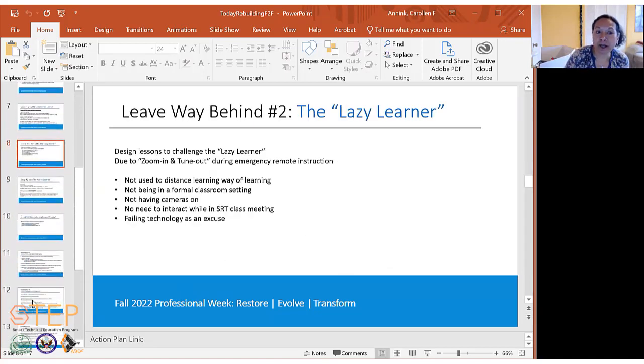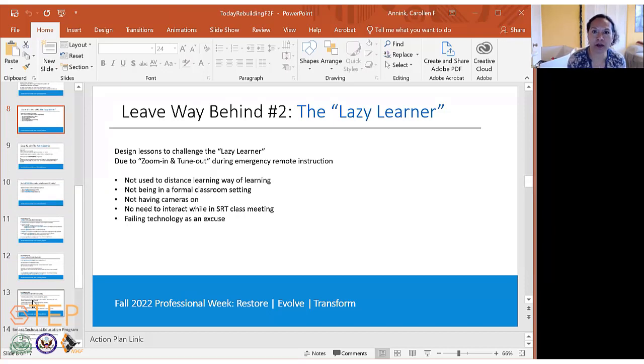Another aspect to leave way behind, according to the authors, is the lazy learner. Now, the lazy learner is a little bit disrespectful to the students, but I think a lot of professors will recognize the lazy learner even before the pandemic struck. So the lazy learner is the learner that's just not ready to learn, that is sitting back supposedly and listening. But with Zoom, it was very easy to zoom in, right, to get connected to the lecture and then to tune out by turning your camera off and possibly multitasking, possibly doing something completely different.